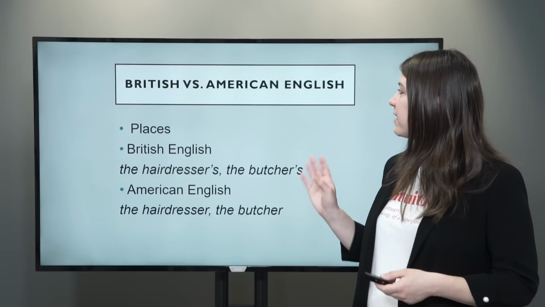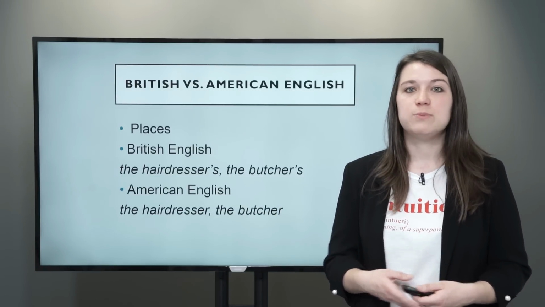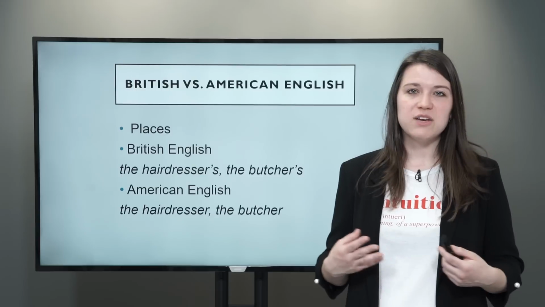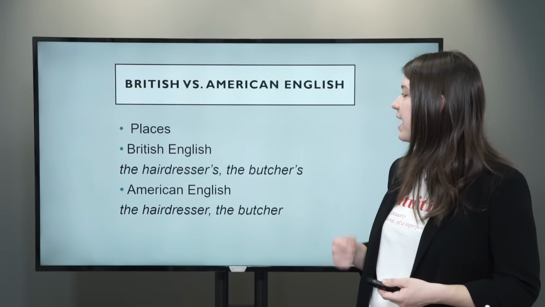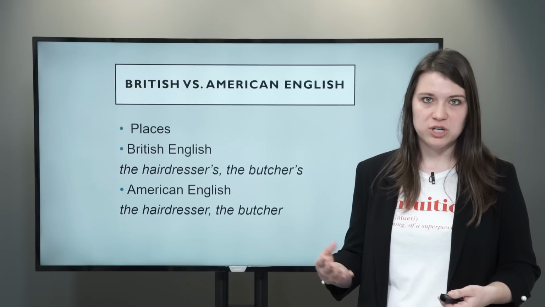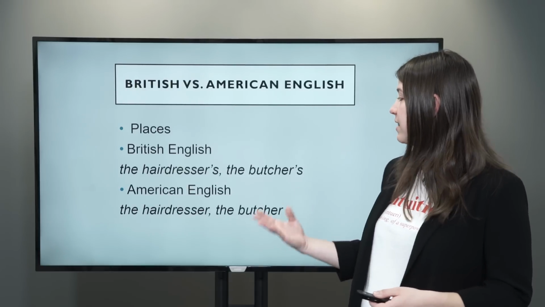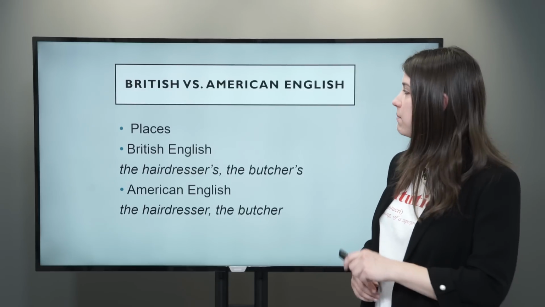Okay, let's make one distinction here as we go along, one difference between British and American English. In British English, the names of places, locations are possessive. So they say the hairdresser's, the butcher's, etc. In American English, it is not. It's simply the hairdresser and the butcher. So one thing to keep in mind.